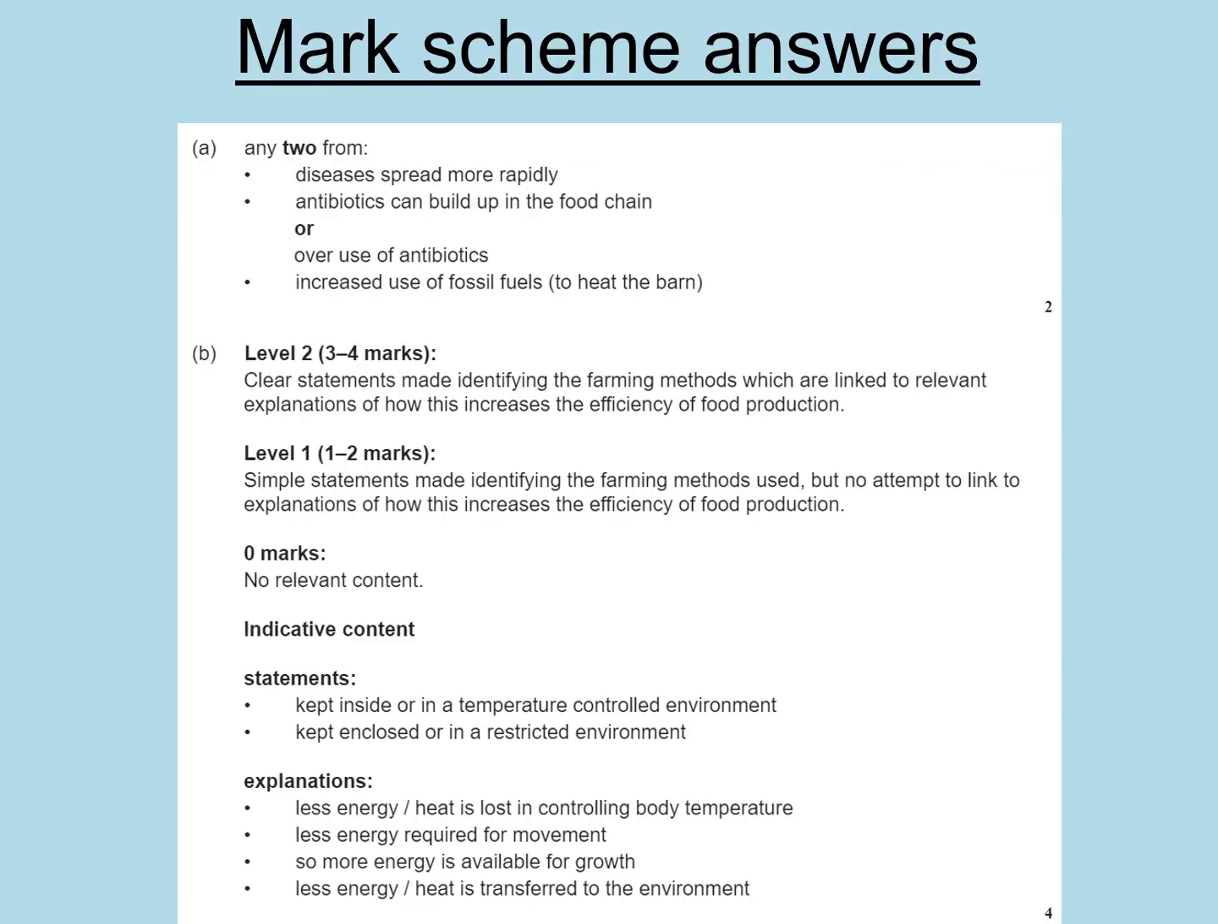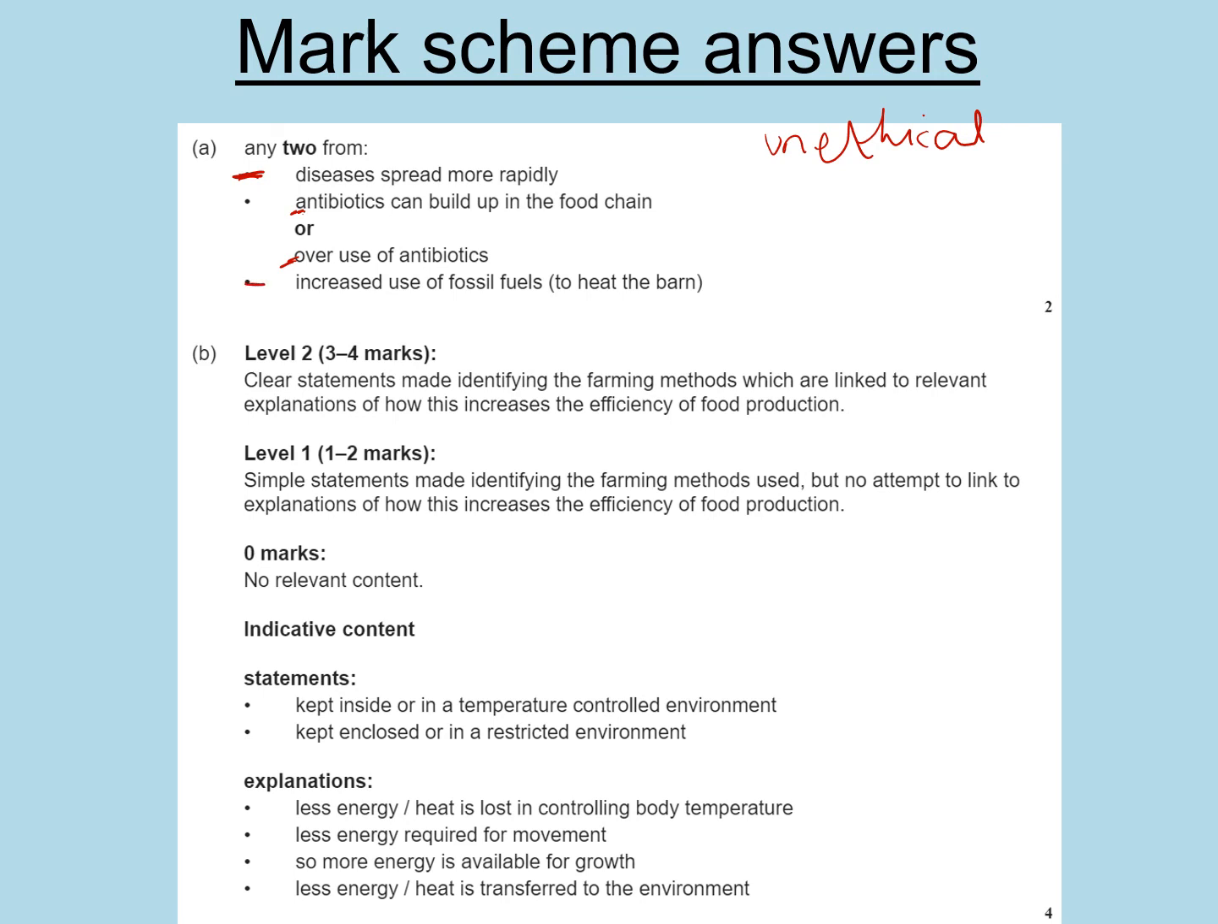So here are your answers. Now, the question actually said in it, some people say pig farming like this is unethical. Give 2 other reasons it's a disadvantage to farm pigs like this. So because they already said unethical in the question, you can't actually use that in the answer, okay? So the answers that you are allowed are that in intensive farms, diseases spread more rapidly. You could have said either antibiotics can build up in the food chain or the overuse of antibiotics are a bad thing. So it's one of those, you can't say antibiotics twice.